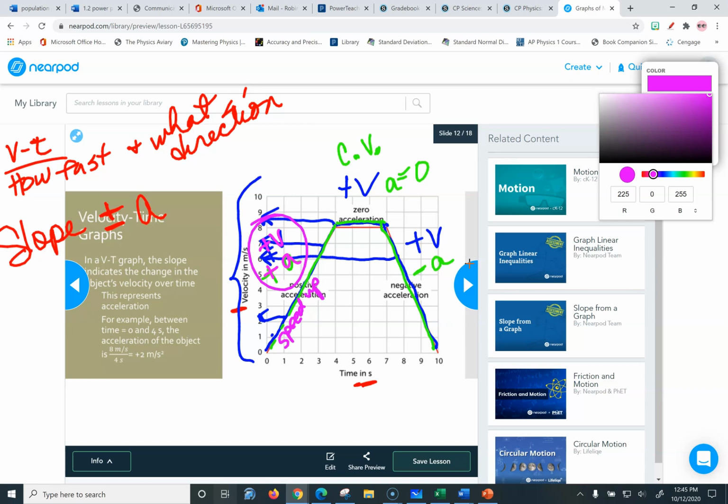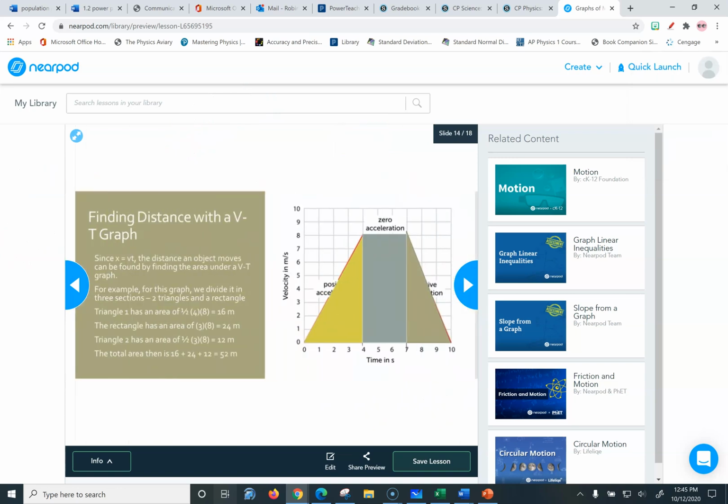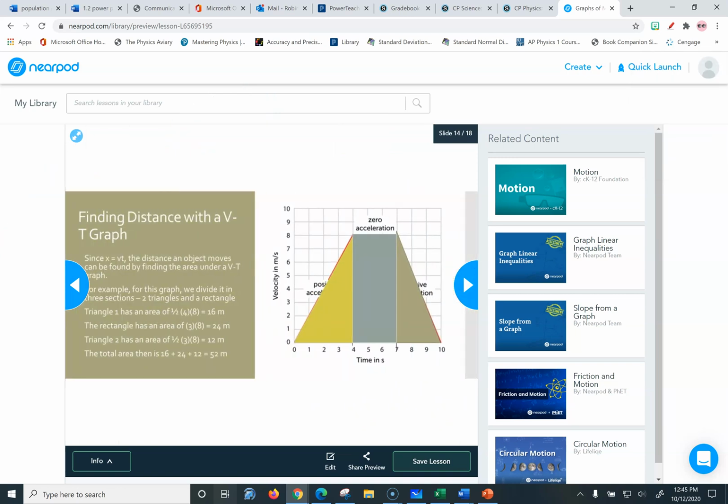This has no acceleration whatsoever, so we know it's constant velocity. This has a positive velocity and a negative acceleration. If they're opposite signs, then that's slowing down. So go through those steps when you first get it.